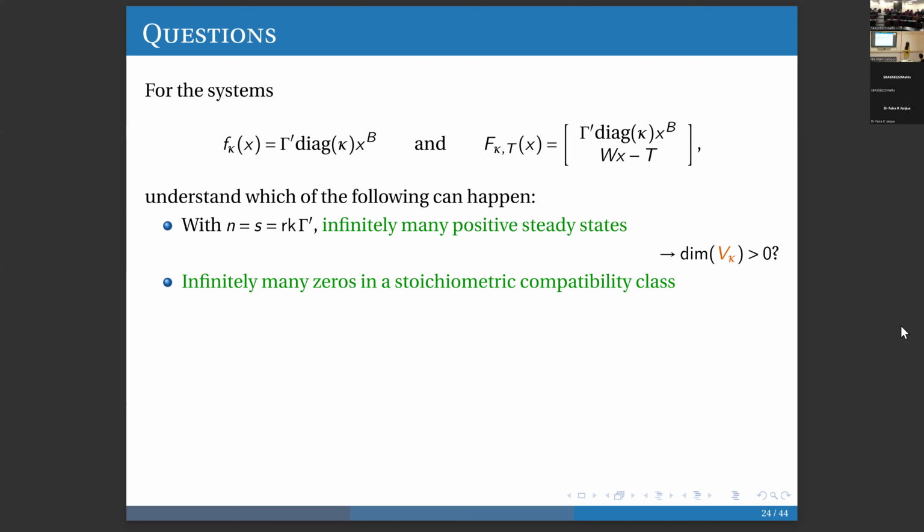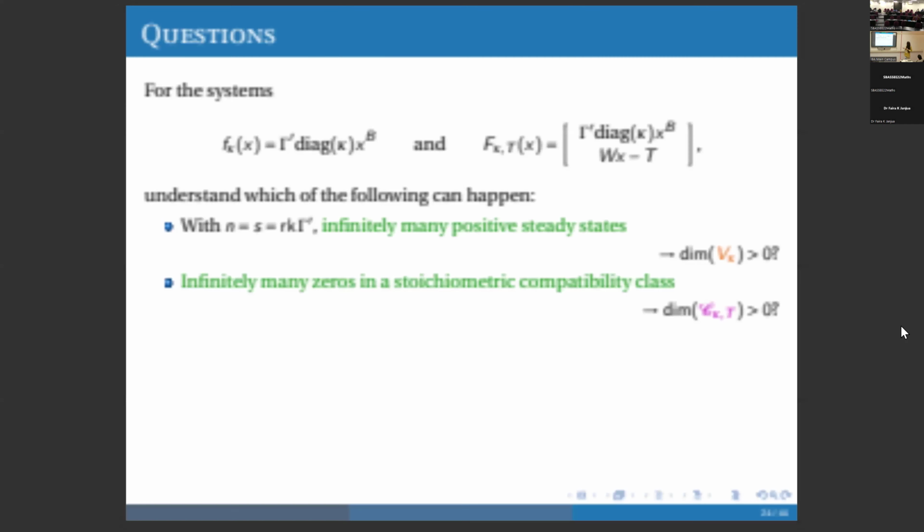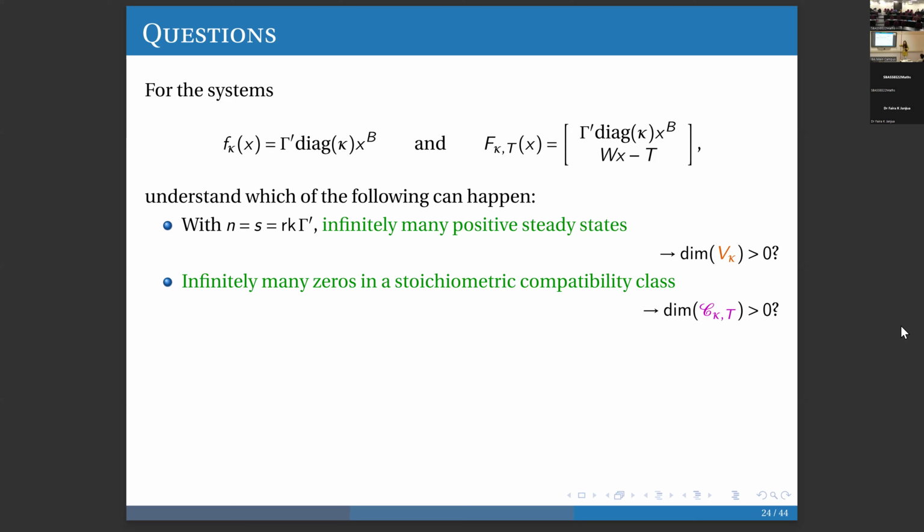Also, I want to know, if the rank is S, I forgot to say less than N, maybe, can I have infinitely many solutions in its positive steady state, in its positive stoichiometric compatibility class? So can I have a full curve of positive things inside of one of these linear translates of the stoichiometric subspace? In general, can there be too many positive steady states in this sense of too many?